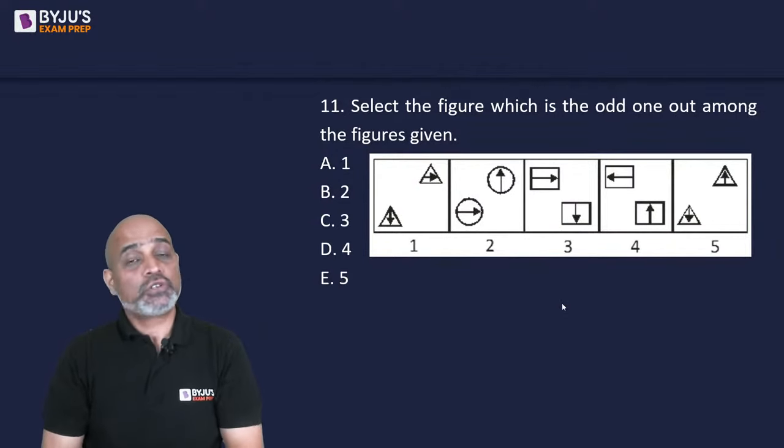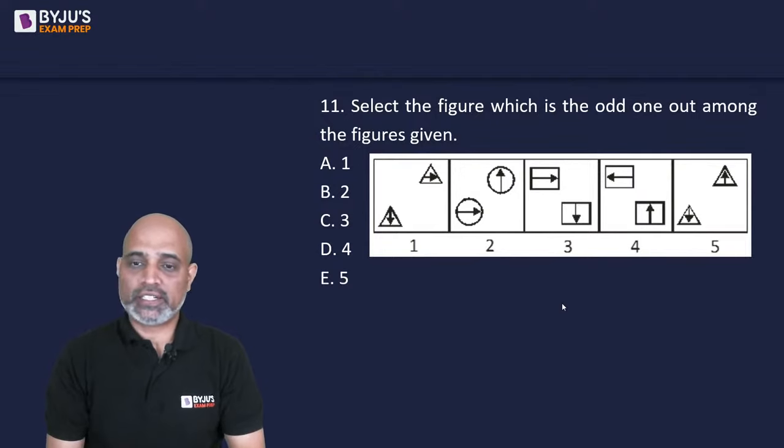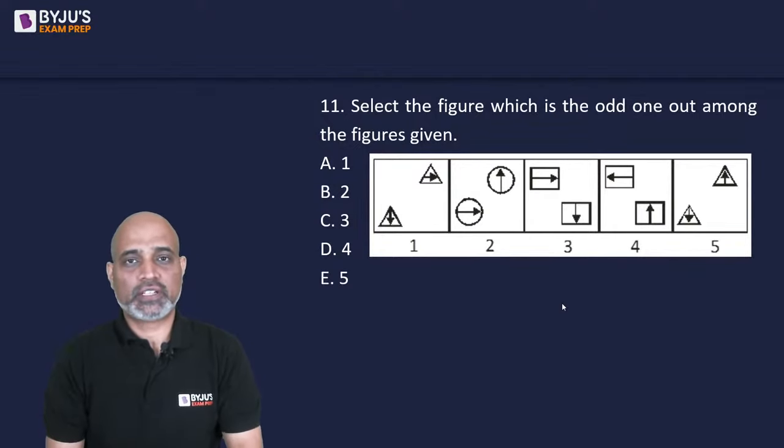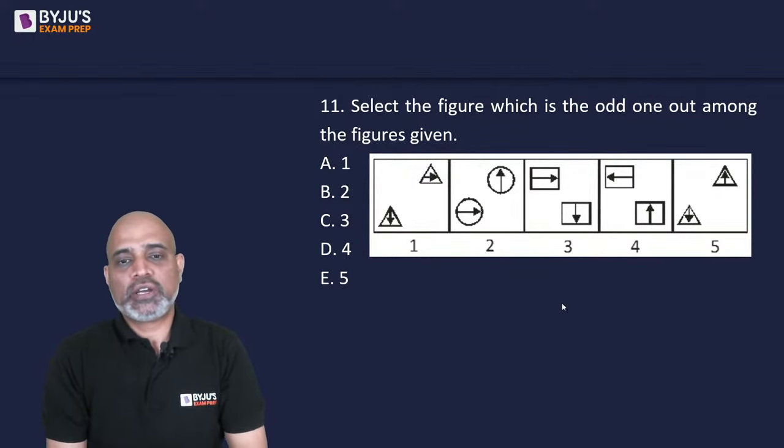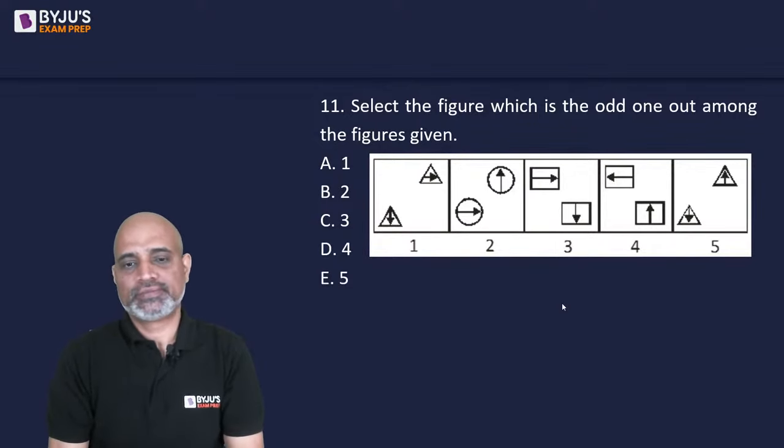So these questions are a little complicated as compared to the previous two lectures we have done. The previous two were very simple, right? So select the figure which is the odd one out among the given figures. Which one is different?